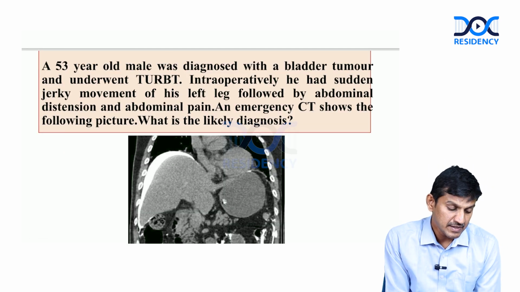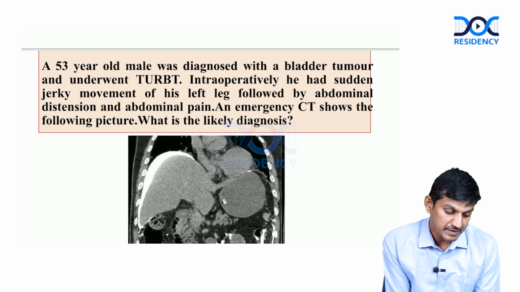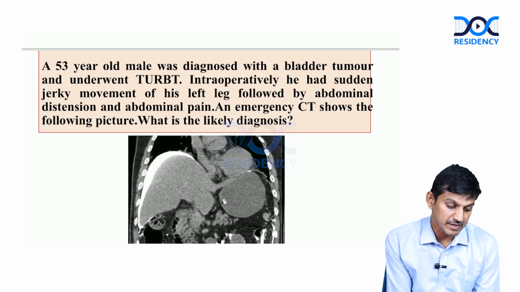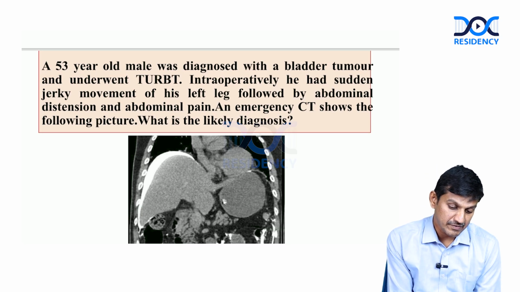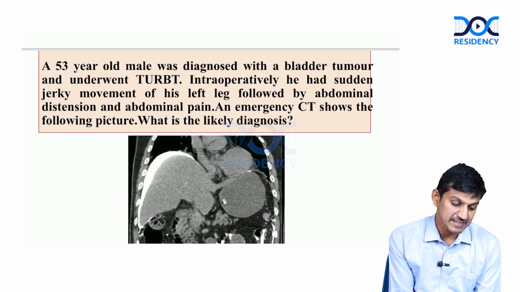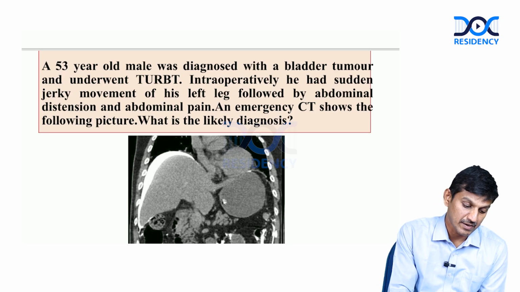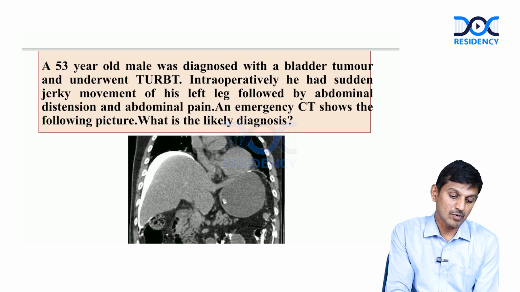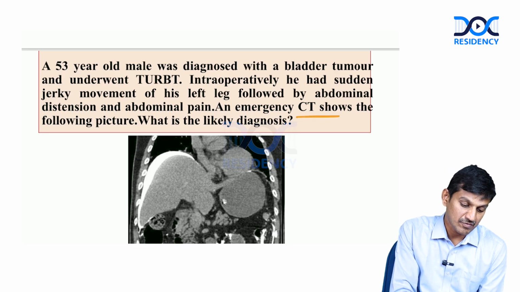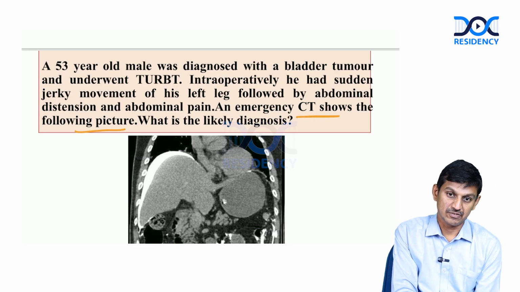Now, coming to a clinical scenario. This is a case of a 53-year-old male diagnosed with a bladder tumor who underwent TURBT. Intraoperatively, he had a sudden jerky movement of his left leg, followed by abdominal distension and abdominal pain. An emergency CT shows the following picture. What is the likely diagnosis?